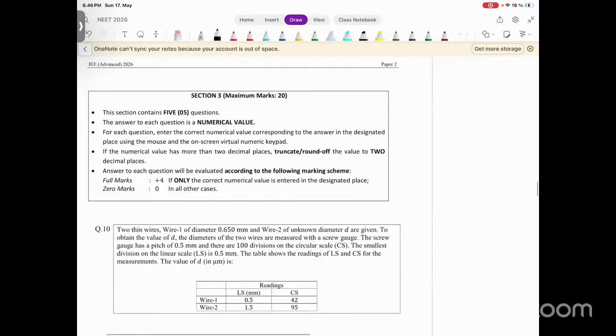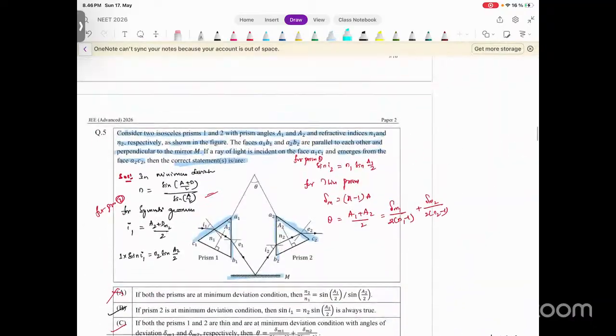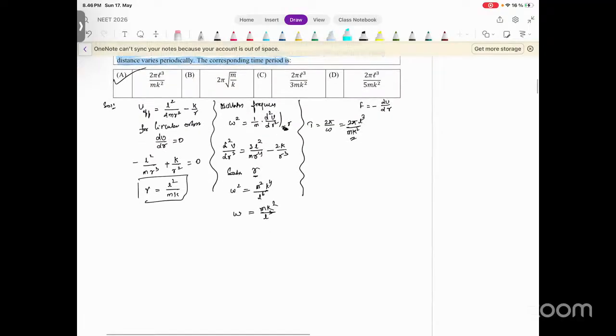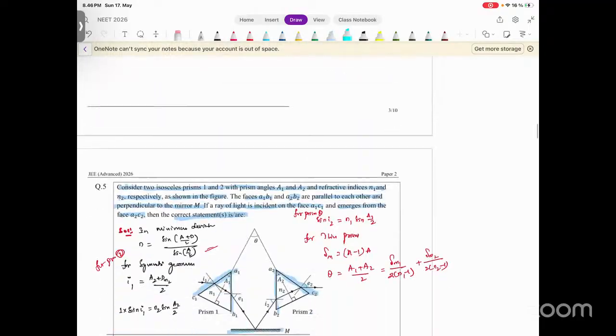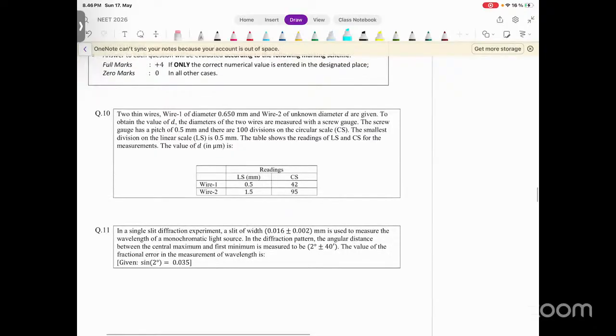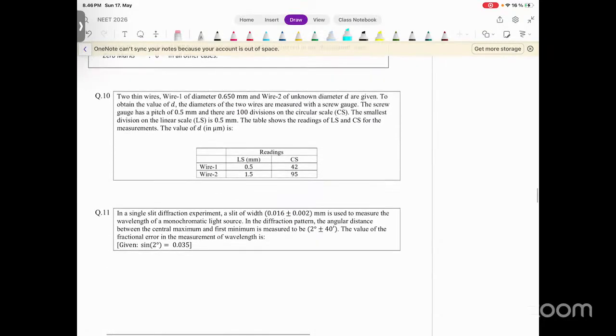Now, section 3. Section 1 we have done, section 2 we have done. Section 3 is numerical questions: 5 questions, numerical value, +4 and 0 marks. Okay, let us see the first question.